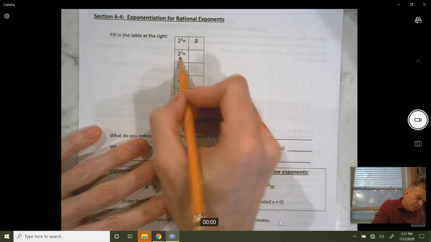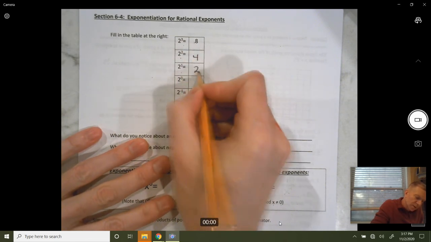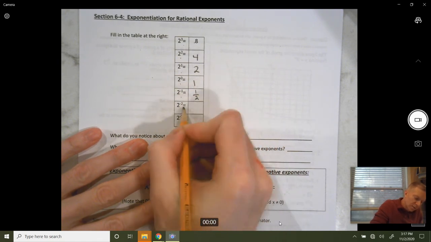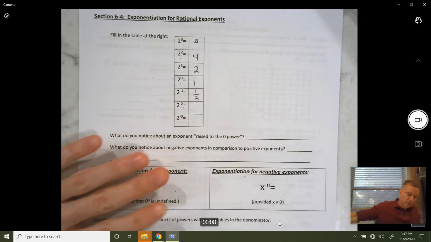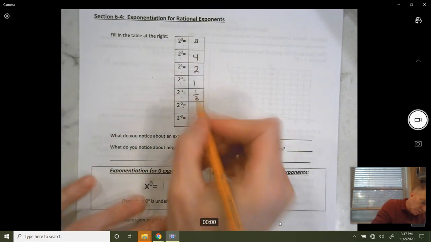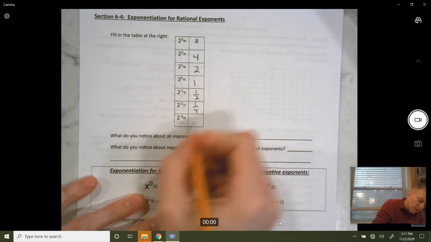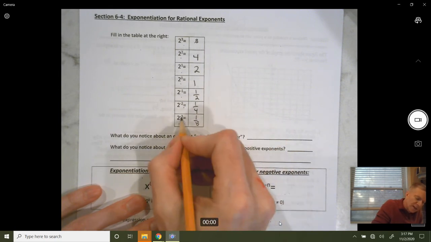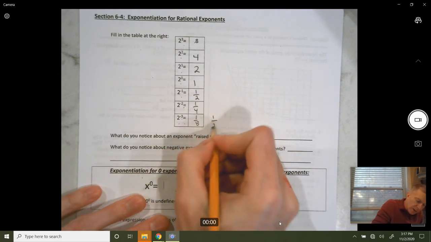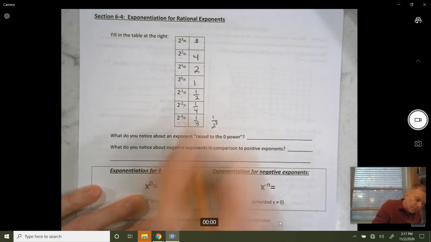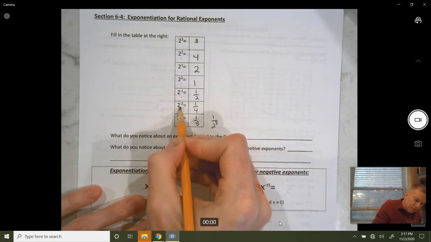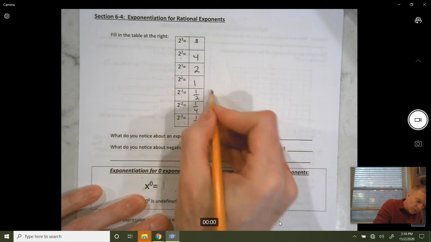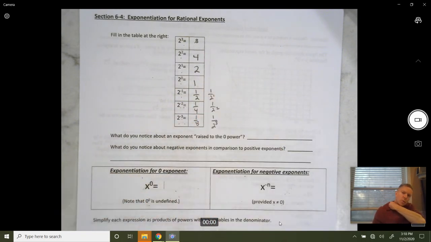2 to the third, 2 to the second, 2 to the first, 2 to the 0, 2 to the -1, 2 to the -2. If you plug this in on your calculator, you would get 1 over 4. 2 to the -3, you'd get 1 over 8, which makes sense with what we talked about before. 2 to the -3, if we want to make that exponent positive, we'd have 1 over 2 to the +3rd. 2 to the -2 would be 1 over 2 to the +2. 2 to the -1 is 1 over 2 to the +1. Okay, so those all work out.